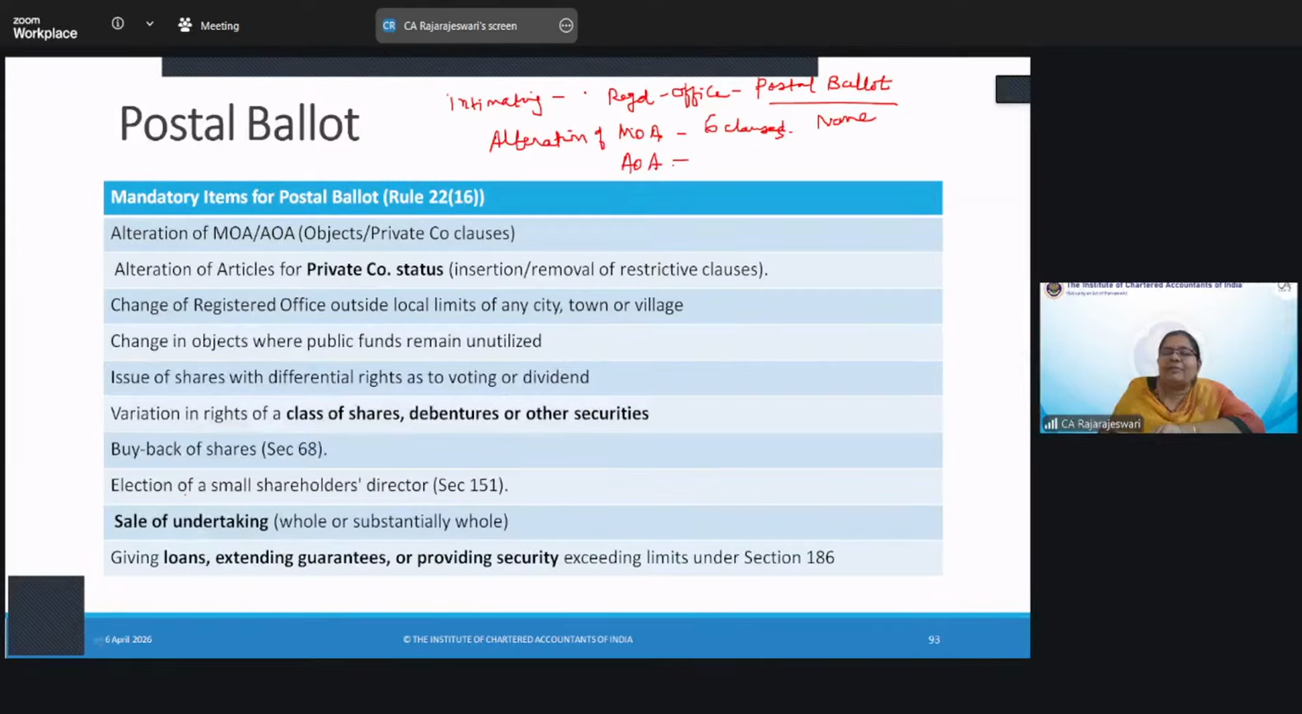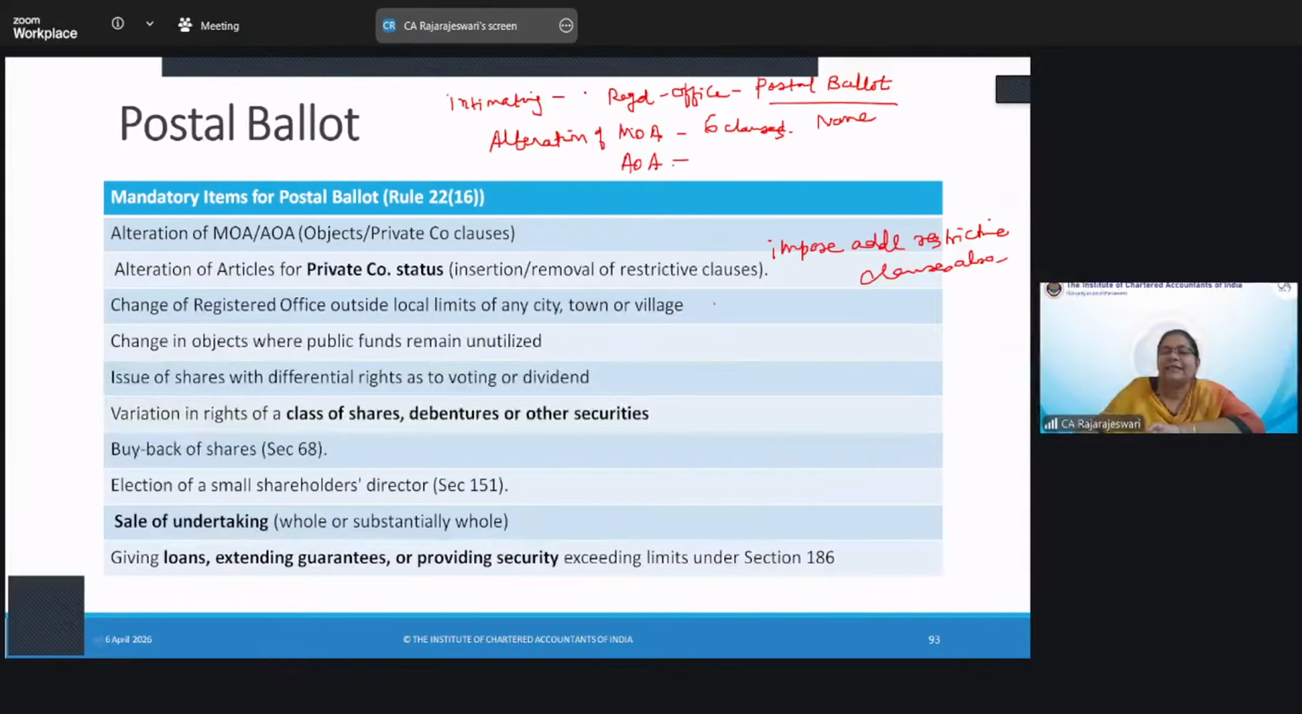Alteration of articles for private company status. So either you can insert a restrictive clause for a private company, or you can have additional clauses also. They can restrict by their articles of association. They can impose additional restrictive clauses also for a private limited company.